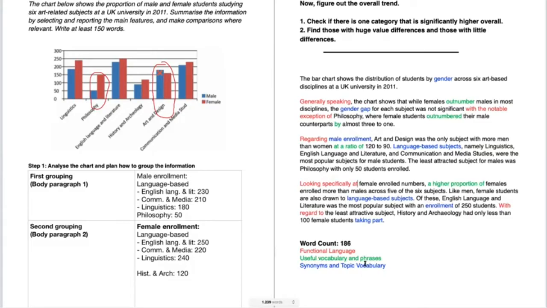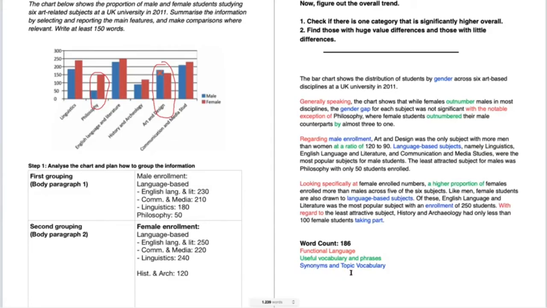Now for useful vocabulary and phrases in green, these are specifically for writing task 1. So we see "outnumber" quite a bit, and you want to use "outnumbered by". So make sure you have these two words together. "At a ratio of", so make sure you have these words together, and "a higher proportion of". Make sure you understand which prepositions are going with which phrases, because this will really help your score.